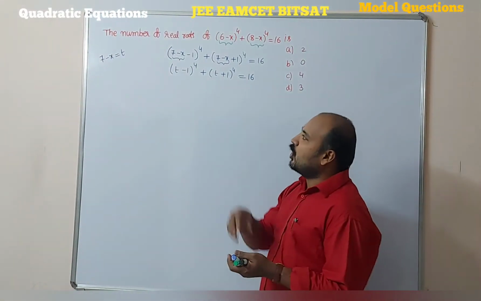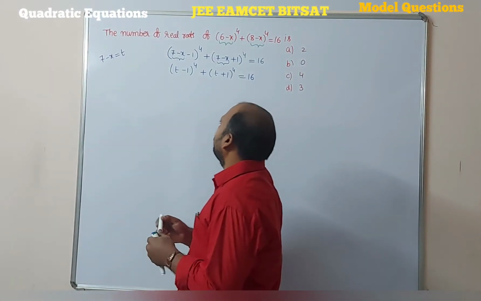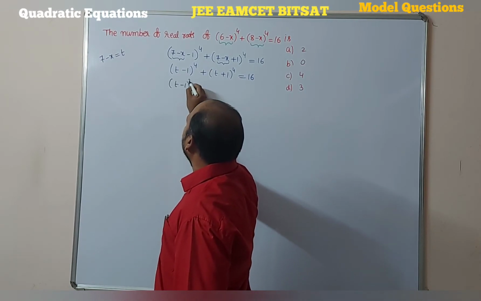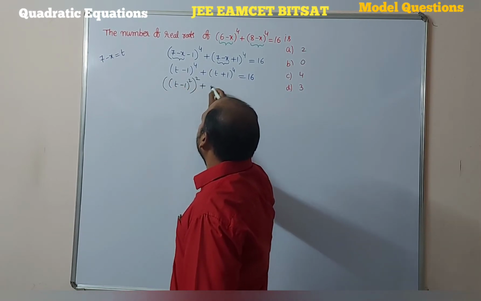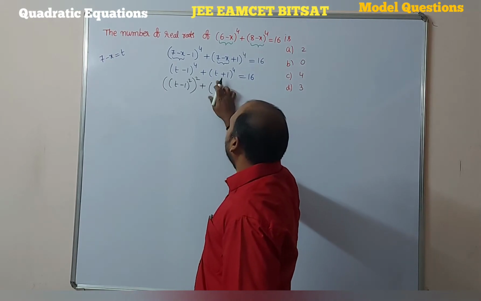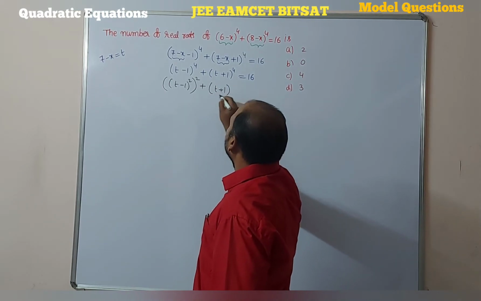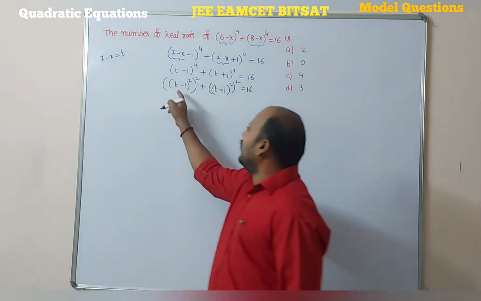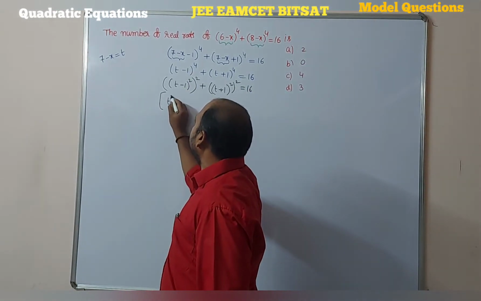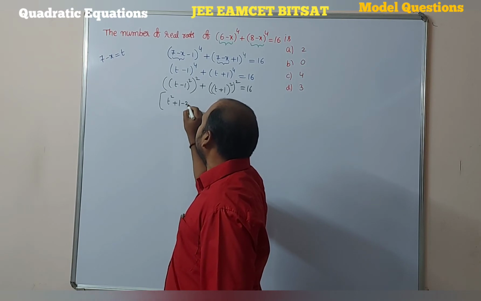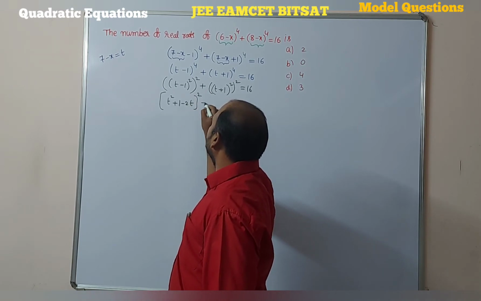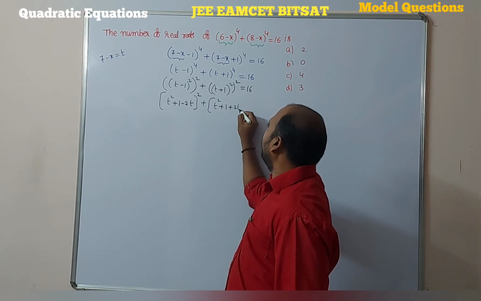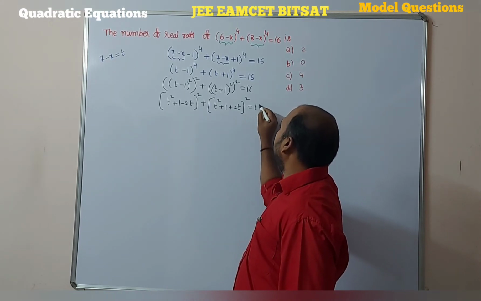So (t − 1)^4 is also difficult, no? But (t − 1)^4 we can do that. (t − 1)^2, and even here (t + 1)^2 is equal to 16. So (t − 1)^2 we can write as (t² + 1 − 2t)², and (t² + 1 + 2t)² equal to 16.